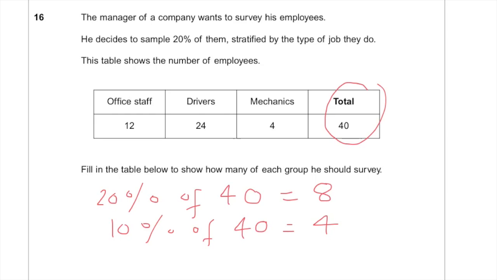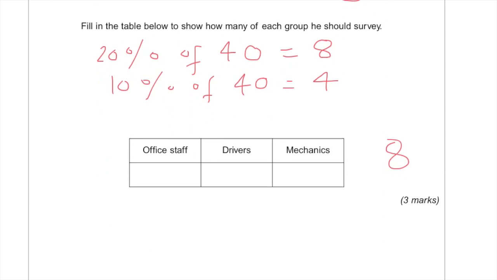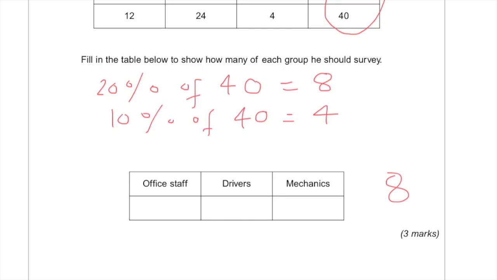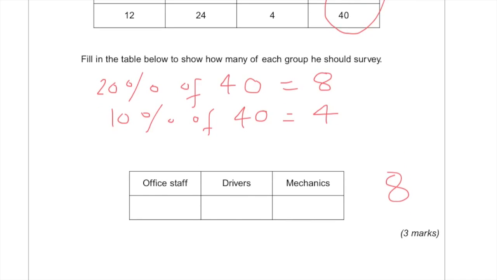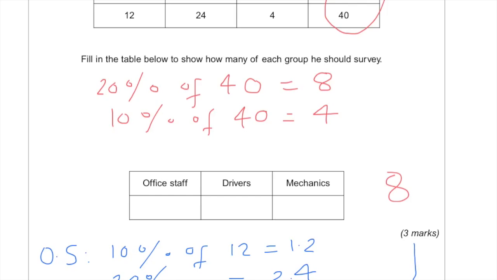Now what we can do very simply is to work out the value of 20% of each of these groups. So if we start with the office staff, we can work out that 10% of 12 is equal to 1.2, so 20% is equal to 2.4.